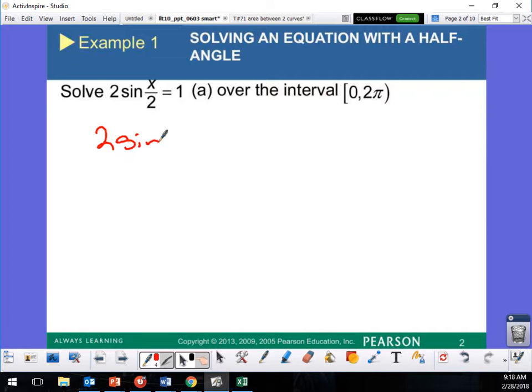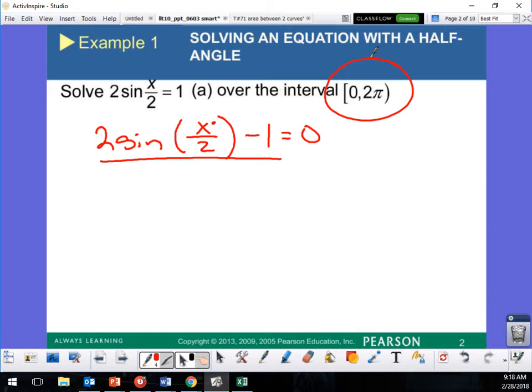2 sine of x divided by 2, and what has to happen there? Close parentheses, in degrees here, close, minus 1 equals 0. Very good. This goes in my calculator. Now, what does this over here tell me? That it cannot be equal to 2 pi and it needs to be in radians. My answer has to be in radians, right? Yes.